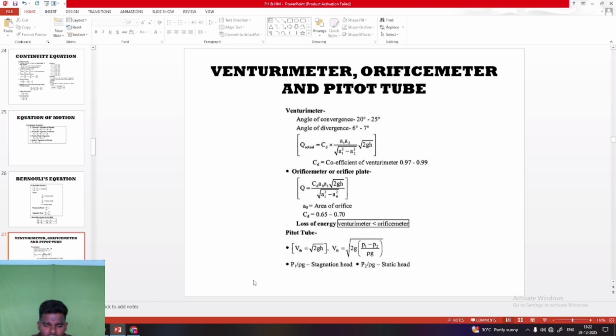For the pitot tube, theoretical velocity is equal to root of 2gH, and theoretical velocity can be given in another form as root of 2g times P1 minus P2 divided by rho g. P1 by rho g is the stagnation head, and P2 divided by rho g is the static head.